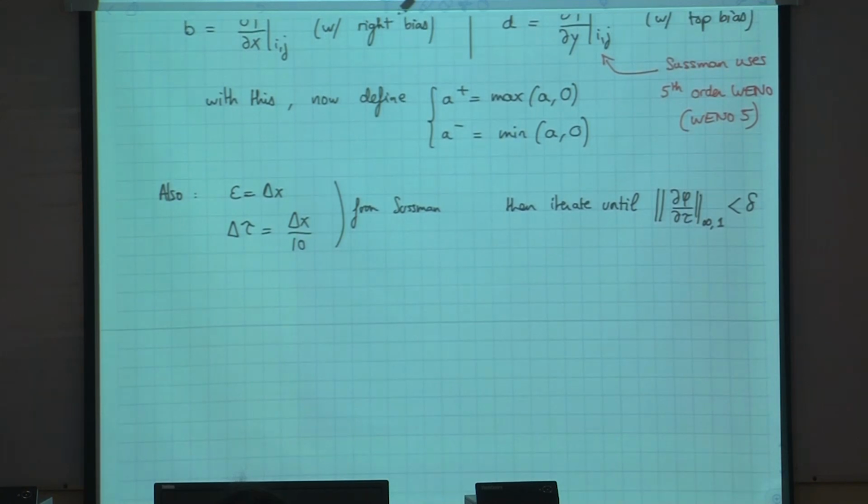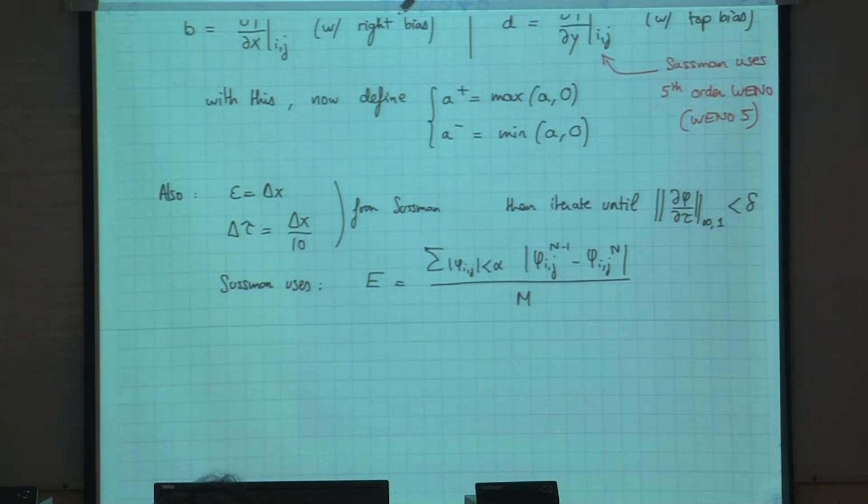What Sussman did to speed up the process, again, I'll refer to him directly. He uses some stopping criterion that is E equal to the sum for all cells that have a value of phi ij, in absolute value, less than some reference alpha. So for all cells that have a distance that is not unreasonably large, meaning cells that are close enough to the interface of interest, then he looks at the magnitude of the change between n plus 1 and n, normalized by the number of points in that ensemble. And once this becomes less than delta tau times delta x squared, he stops.